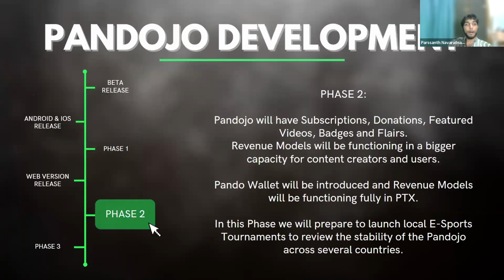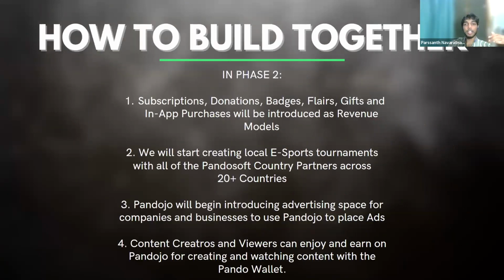Now, in phase two, basically, Panajo will have subscriptions, donations, featured videos, badges, and flares. Revenue models will be functioning in a bigger capacity for content creators and users. The Panda Wallet will be introduced because there'll be revenue coming in. So, of course, there'll be the Panda Wallet. And revenue models will be functioning fully in VTX. And in this phase, we will start preparing for local esports tournaments to review the stability of Panajo across several countries. That's what we're doing.